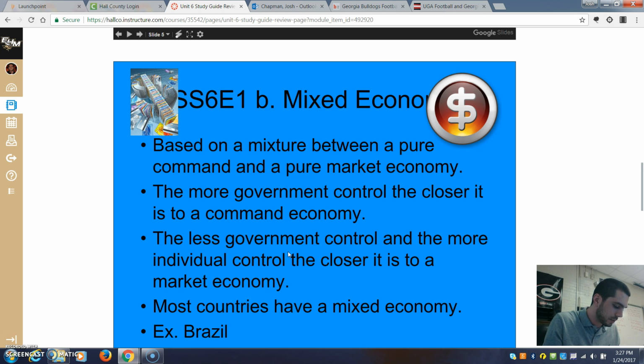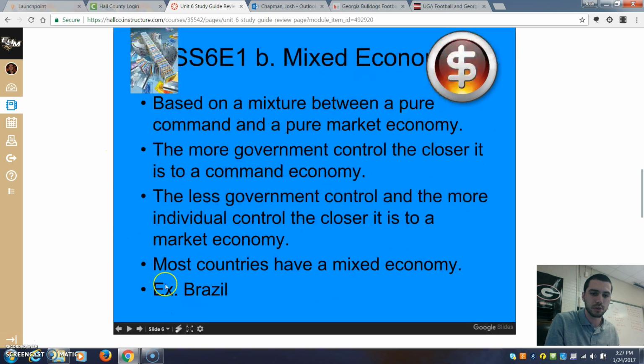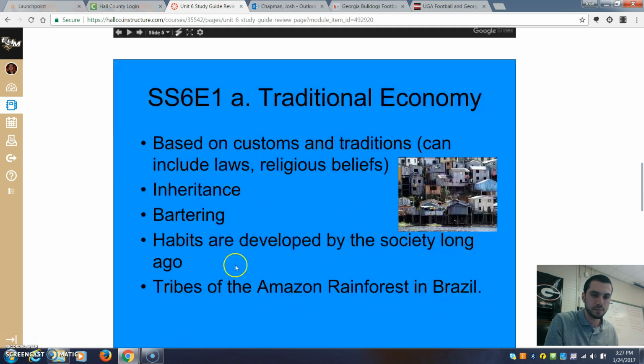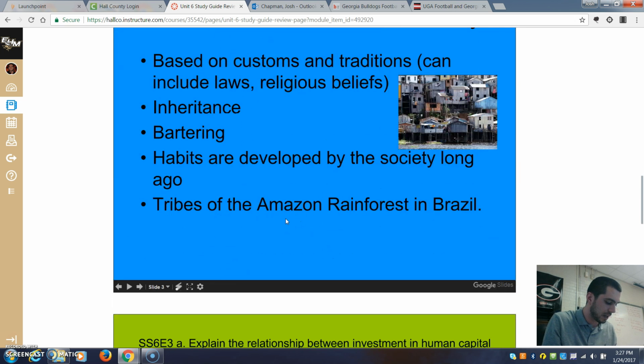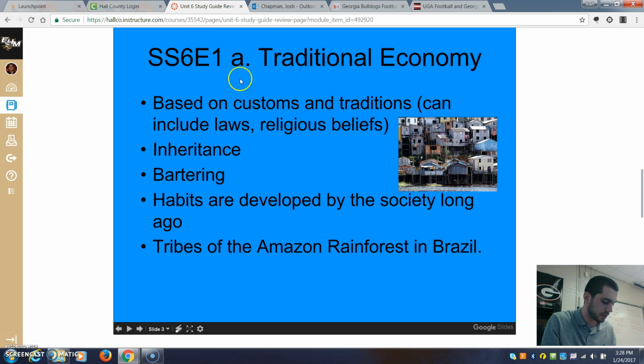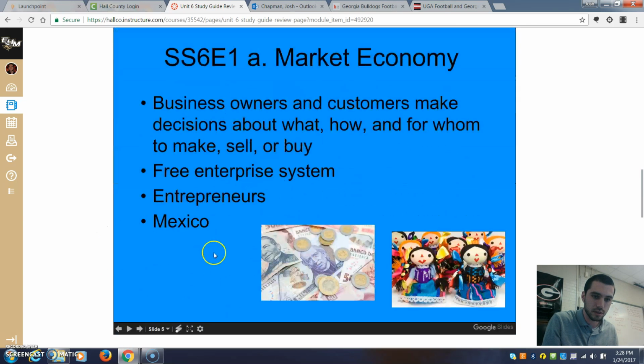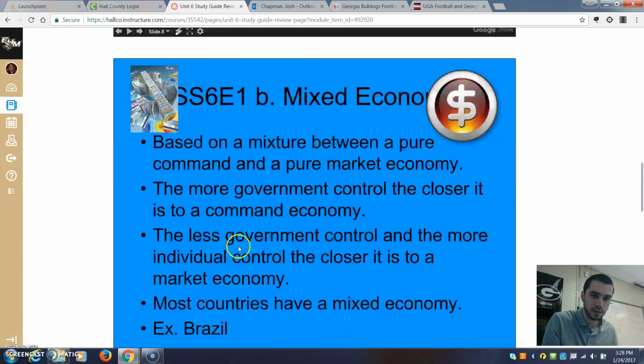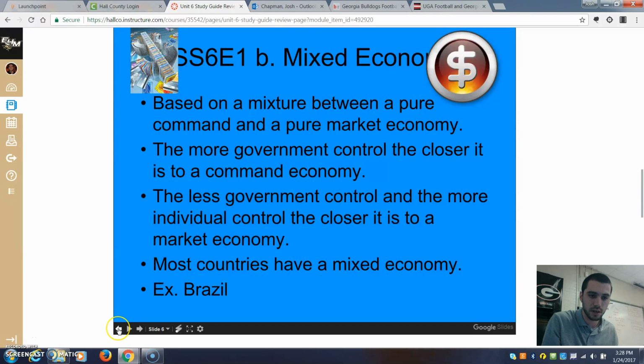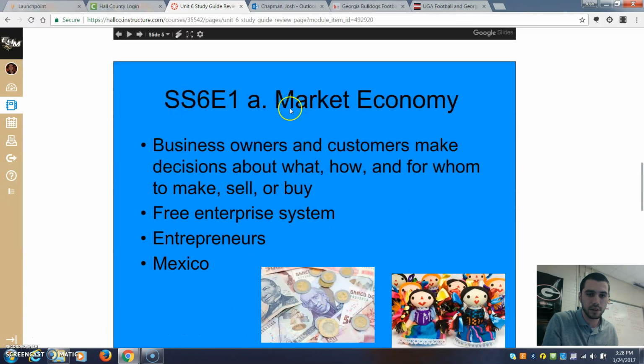Let's see, 17. Which type of economy do the following countries have? Well, this would be pretty easy. We just have to go through each one. We'll start back at traditional. Tribes of the Amazon rainforest, they have a traditional economy. Let's move on. Command, that's going to be Cuba. So Cuba has a command economy. Remember to pause this when you're writing so I don't go too far ahead. Brazil is going to have a mixed economy. You see that here. And then Mexico, the top one, is going to have a market economy. We see Mexico here as an example of a market economy.